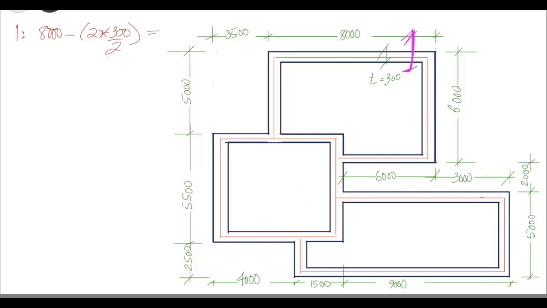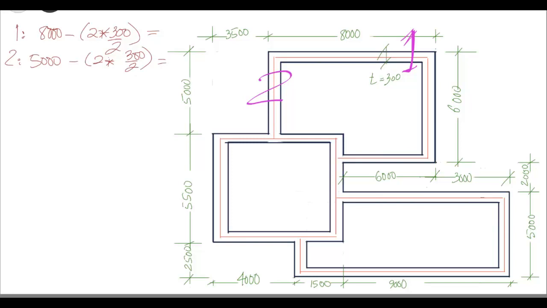The same thing goes for the second piece, which is this one. Again, we need to subtract this part, which is half of the thickness, and this part, which is half of the thickness. So these two parts will be subtracted. It is the exact same thing, so all we are doing is breaking this down into pieces. So element 2 is equal to 5,000 minus 2 times 300 divided by 2 is equal to.